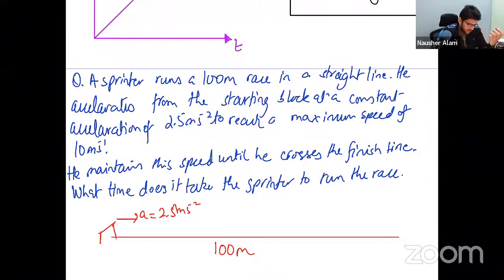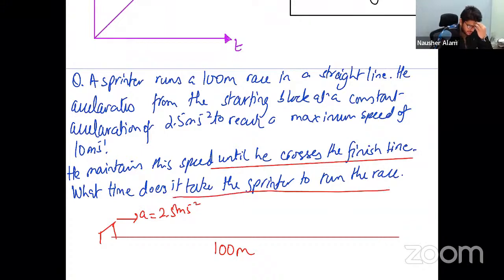So my question is, when he accelerates from the starting block to get to this maximum speed, it will take some time. And he maintains his speed until he crosses the finishing line. What time does it take for the sprinter to run the race? Wajiba. Find the time.